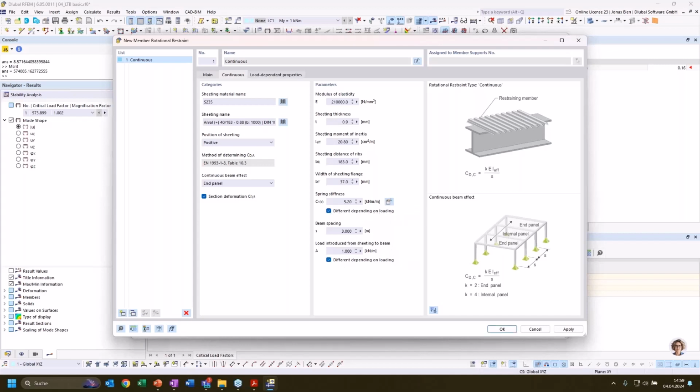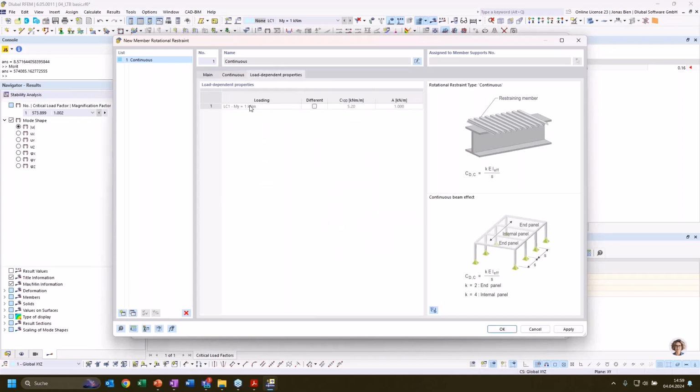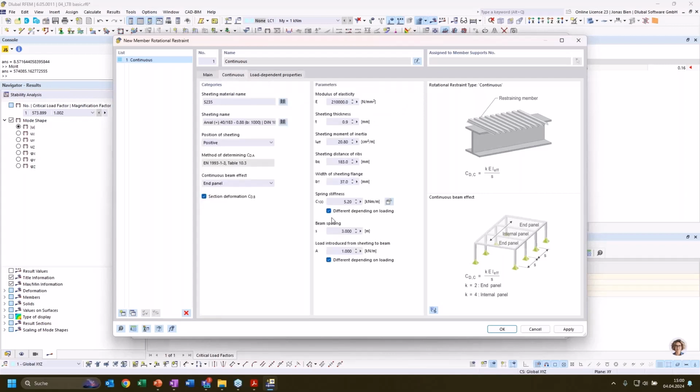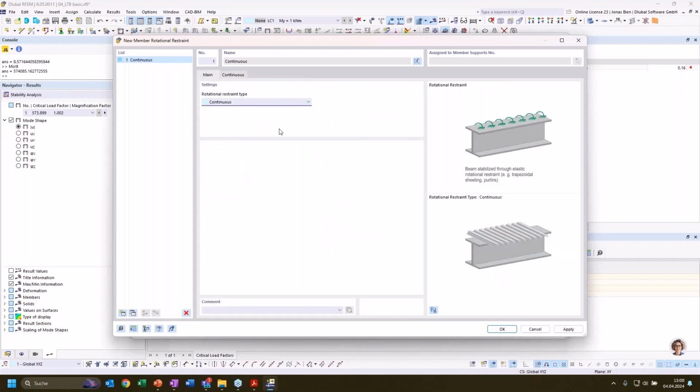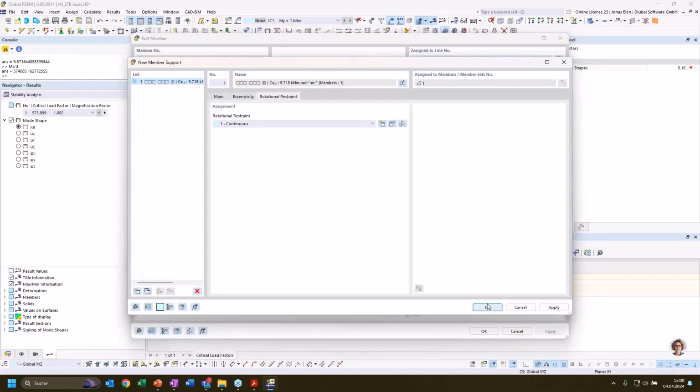So if we click these options here, we could, if we had multiple load combinations that we would like to investigate, set different values for different load combinations to, for example, distinguish between situations where we have suction on the roof and compression or pressure on the trapezoidal sheeting. We could take this into account by adding different values here in the table. This is also quite new since a few months.